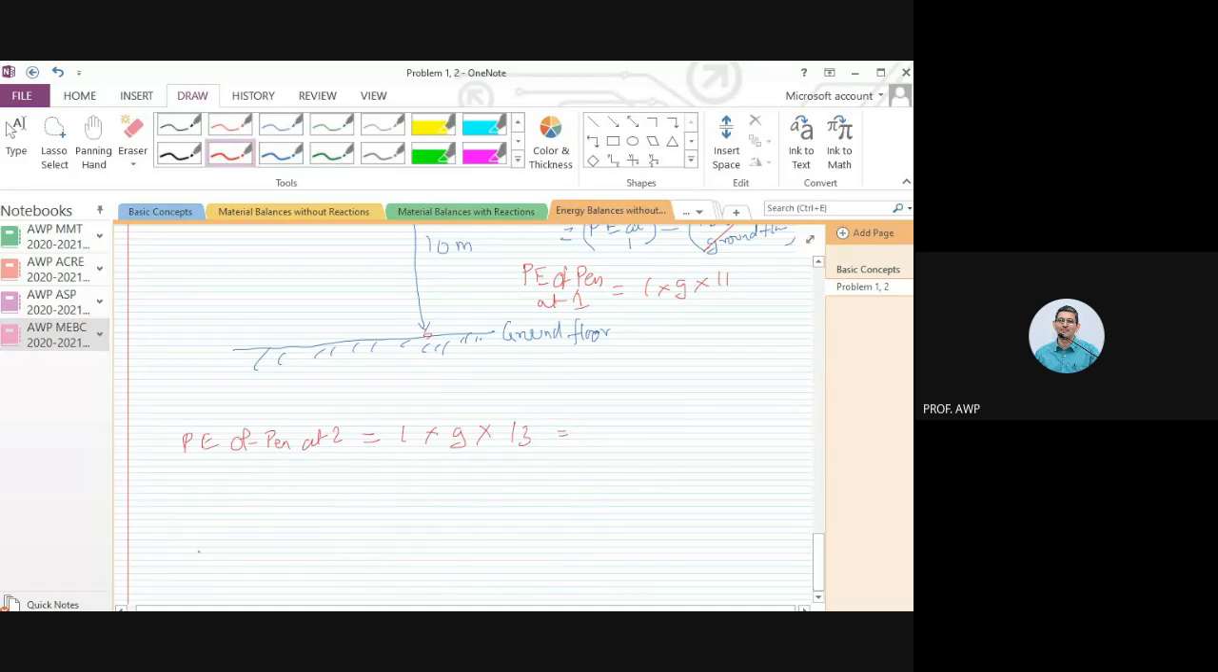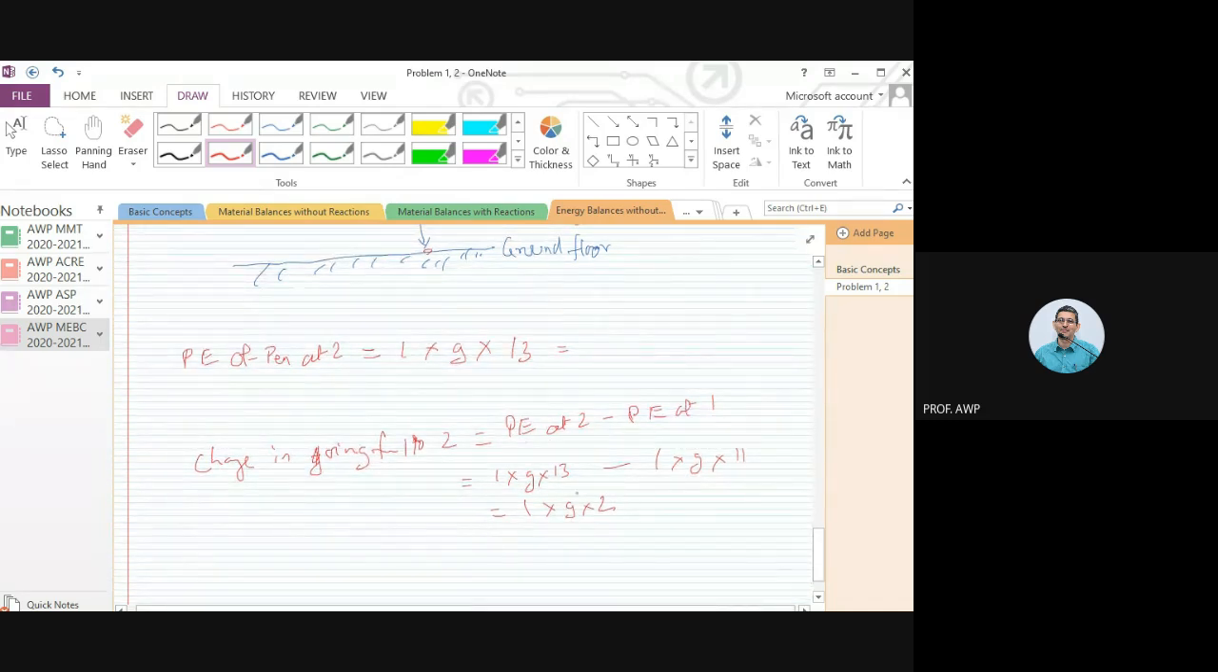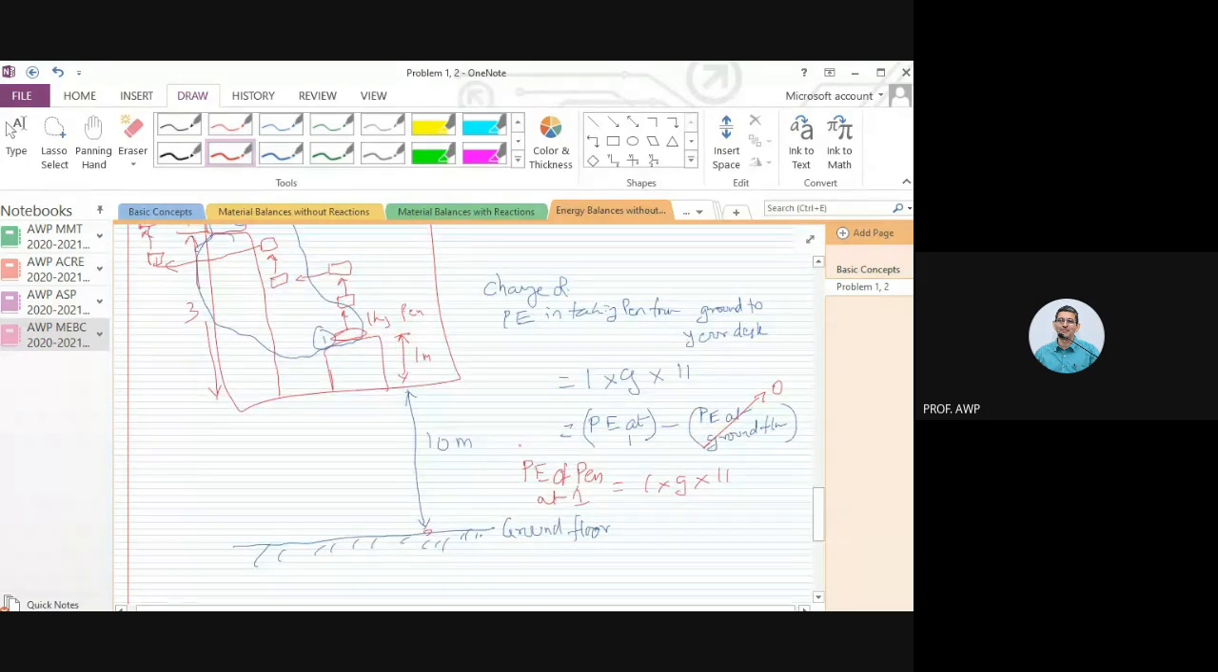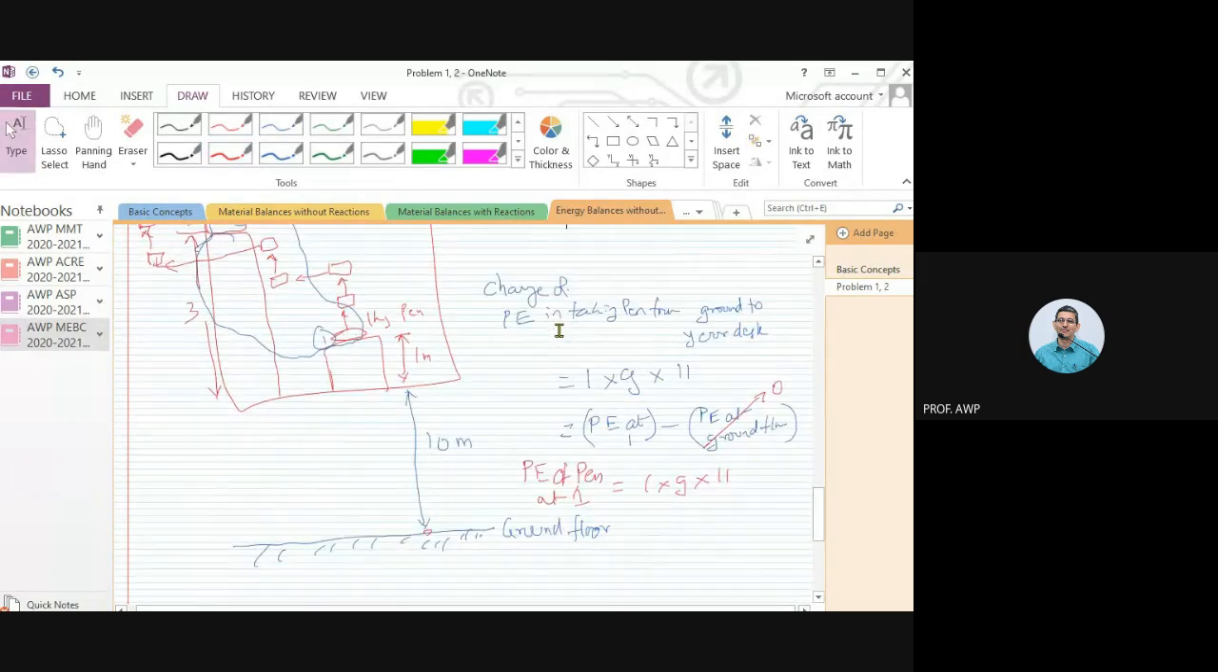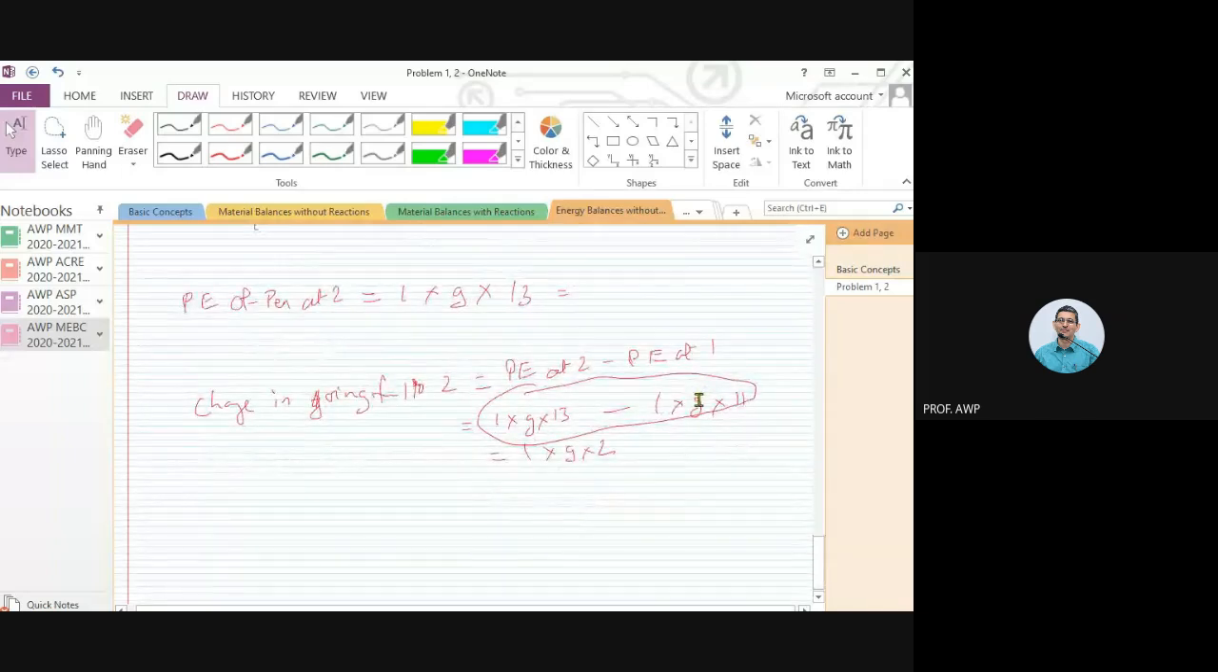So now what is the change of potential energy going from 1 to 2? It is nothing but 1 into g into potential energy at 2 minus potential energy at 1. So this is 1 into g into 13 minus 1 into g into 11, which is the same as 1 into g into 2. So whether I do this or whether I do this, do you agree? Yes, sir.